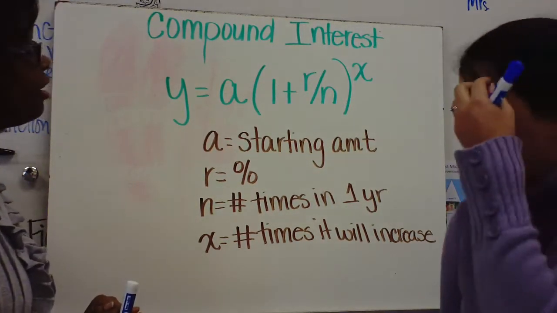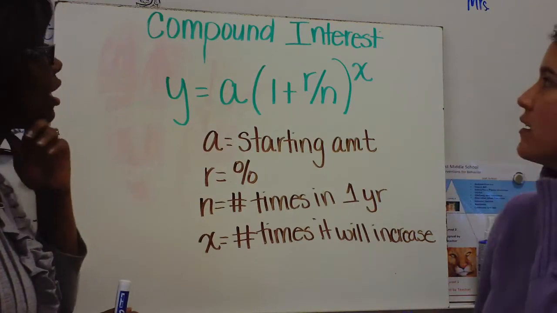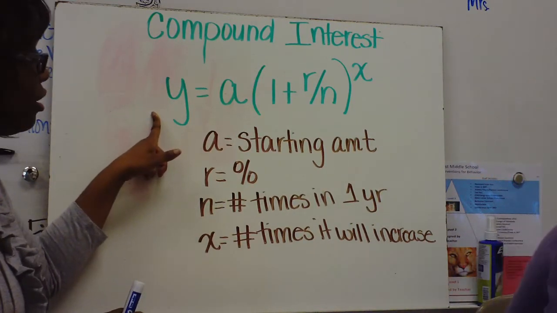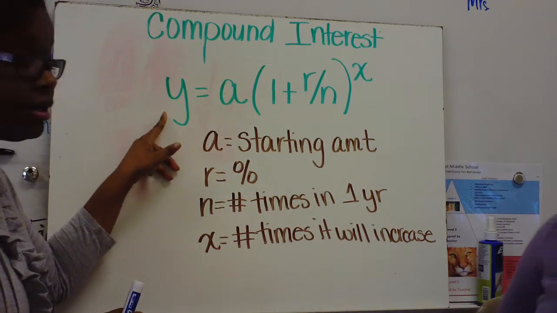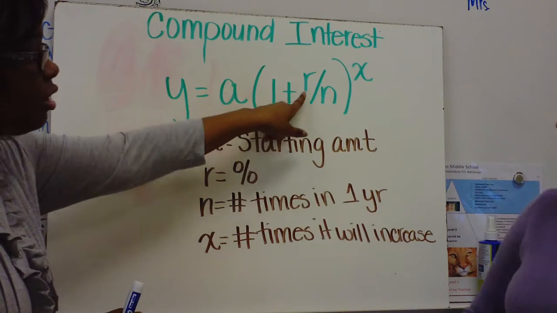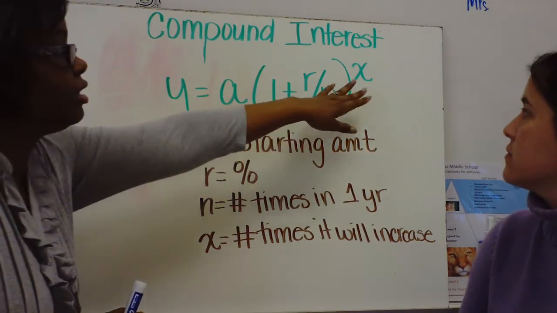Hey y'all. Today we're going to do a lesson on compound interest, and this is your formula that you need to write down and kind of memorize. It's y equals a times 1 plus r divided by n to the x.